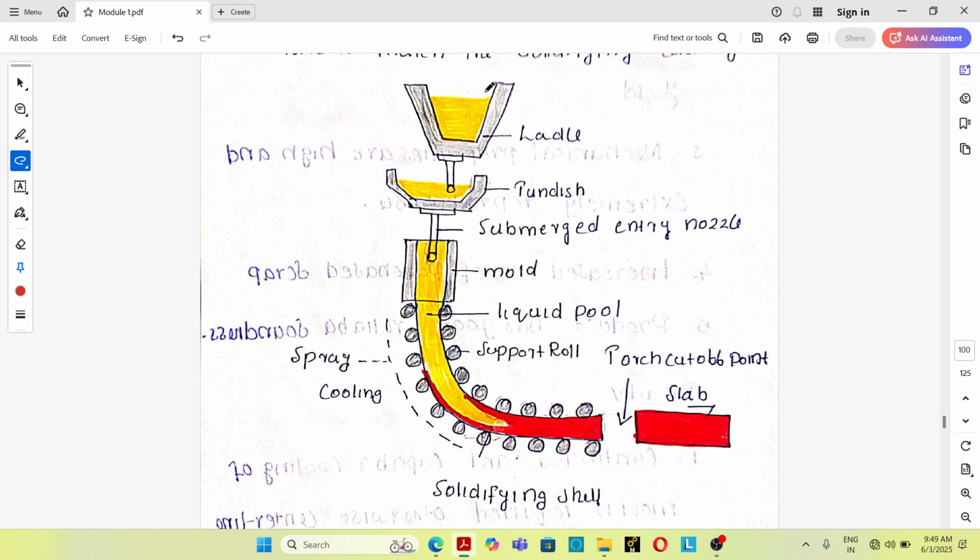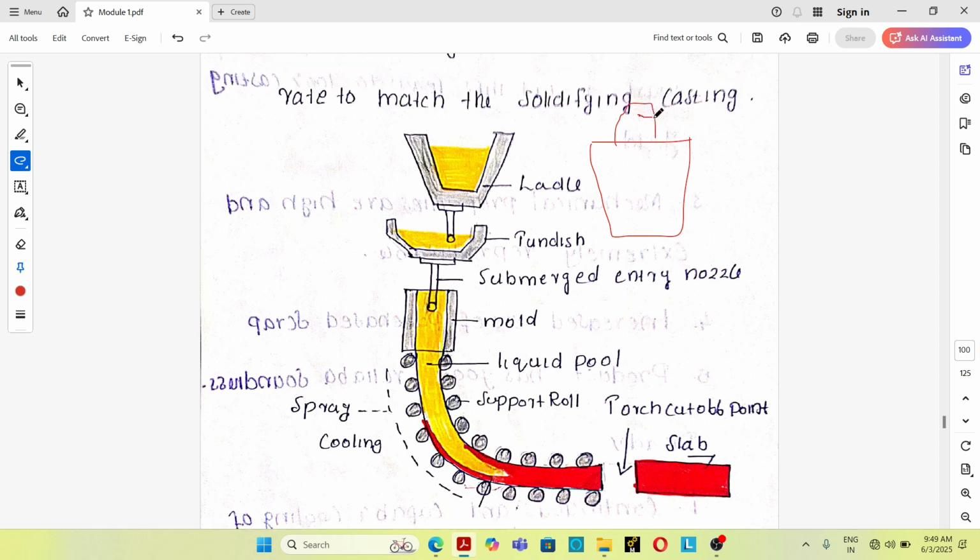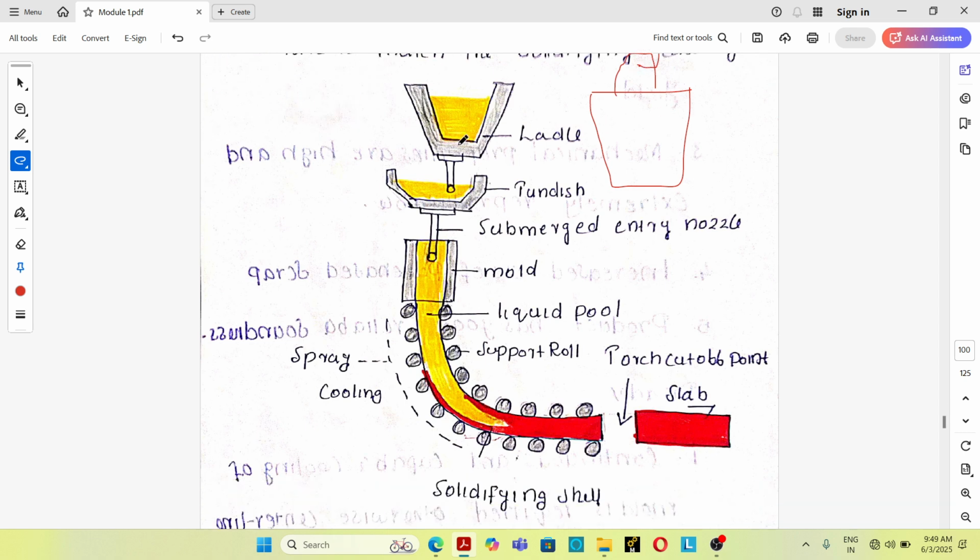So this is a ladle. A ladle is a bucket-shaped structure which is used to carry molten material from the furnace to the nearby casting area. From the ladle, molten material flows into the tundish. The tundish receives the molten material from the ladle. From the tundish, the molten material flows slowly and steadily to the continuous casting mold.